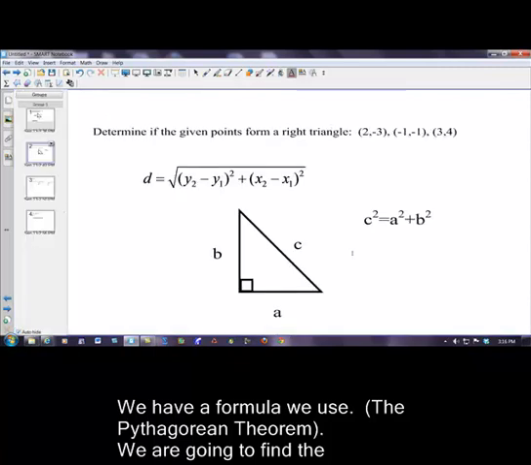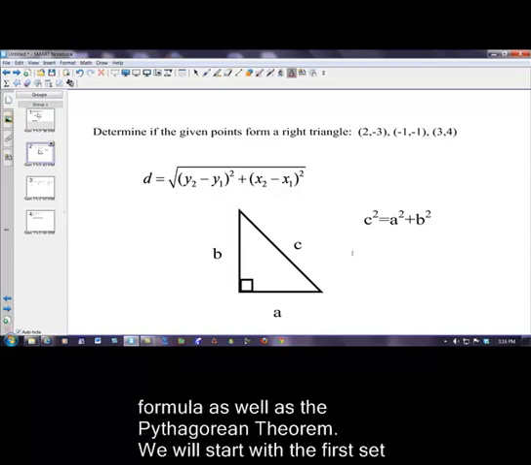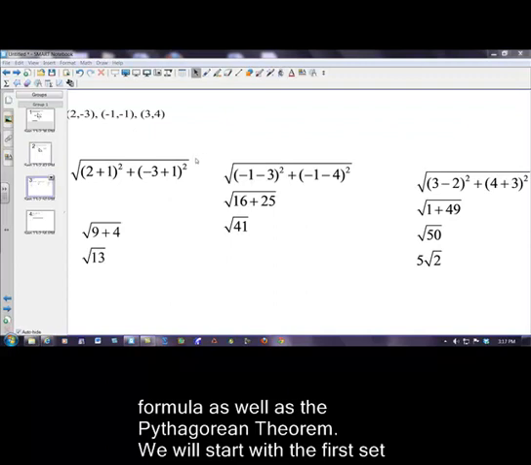What we actually want to do is take the triangle, find the distance of the side, which is the hypotenuse, find the distance of the sides, which are the legs, and see if they fit the Pythagorean theorem. So we're going to need to use our distance formula, and we're going to need to use our Pythagorean theorem. We're going to have to take each side separately.